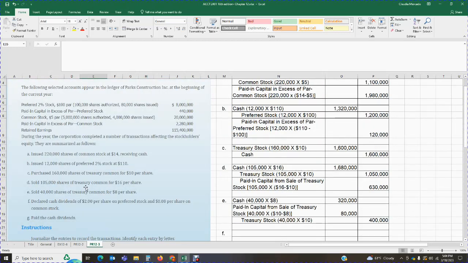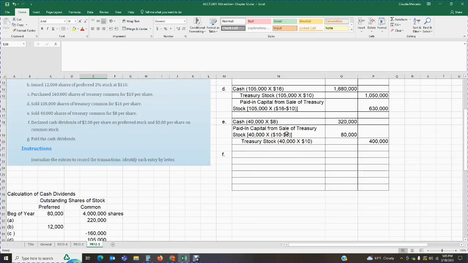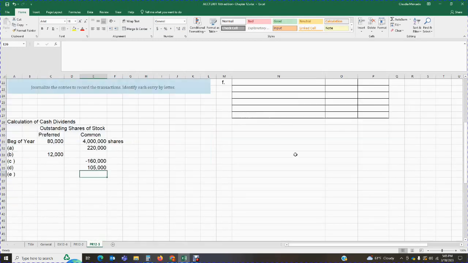In letter D, we had treasury common stock that we sold, 105,000 shares. So we are once again selling in letter D. If it's a sale, it's going to be a positive number. Remember, it's a positive number if we sell, and a negative number if we buy back some of the stock. Letter E, we had treasury common stock, and we sold 40,000 shares.